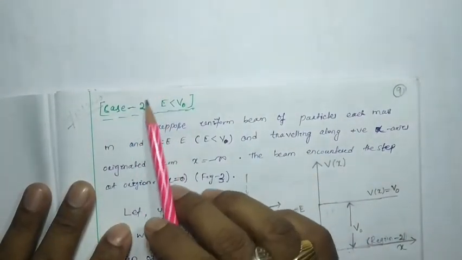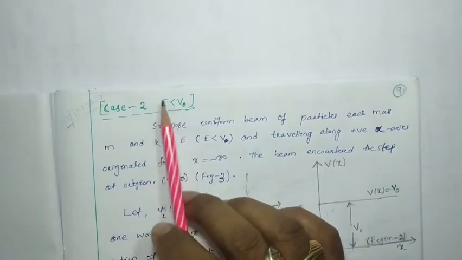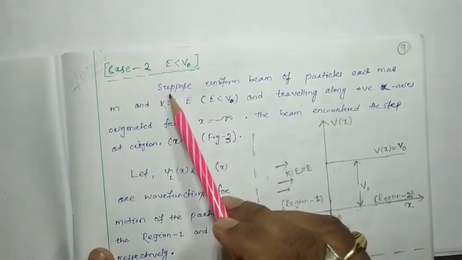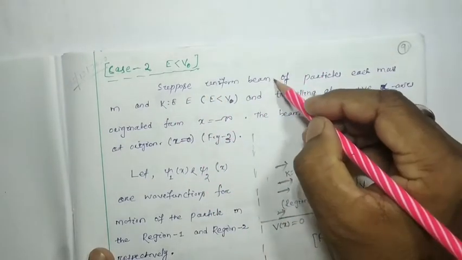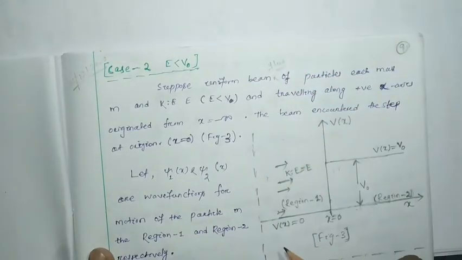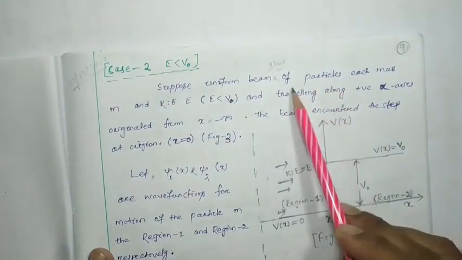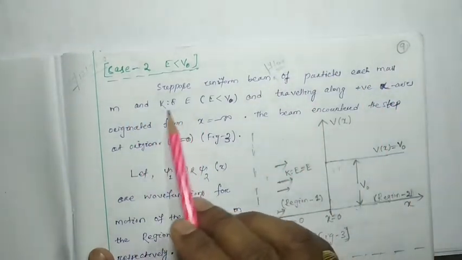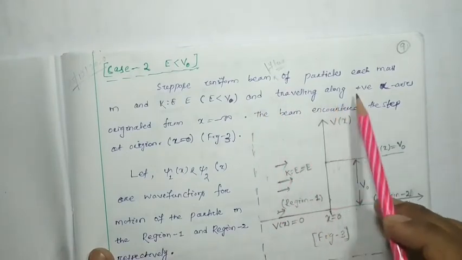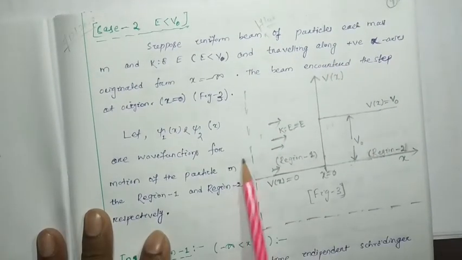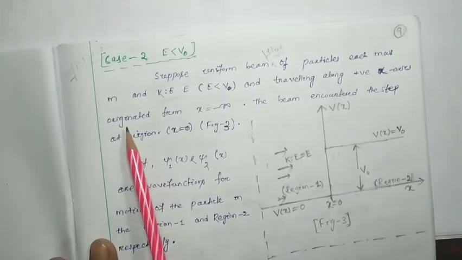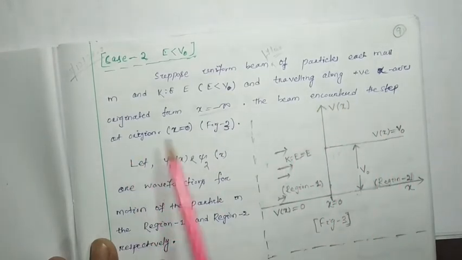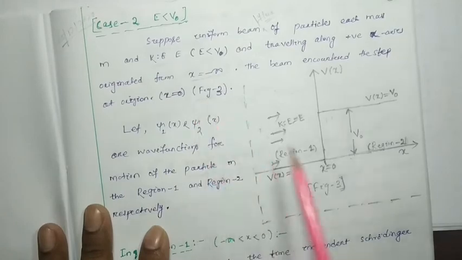Case 2: when the kinetic energy, here E means purely kinetic energy, is less than that of the potential. Suppose a uniform beam or flux of particles, each of mass m and purely kinetic energy, is traveling along the positive x-axis direction, originating from minus infinity. Then the beam encounters the step at the origin x equal to 0, as shown in figure 3.